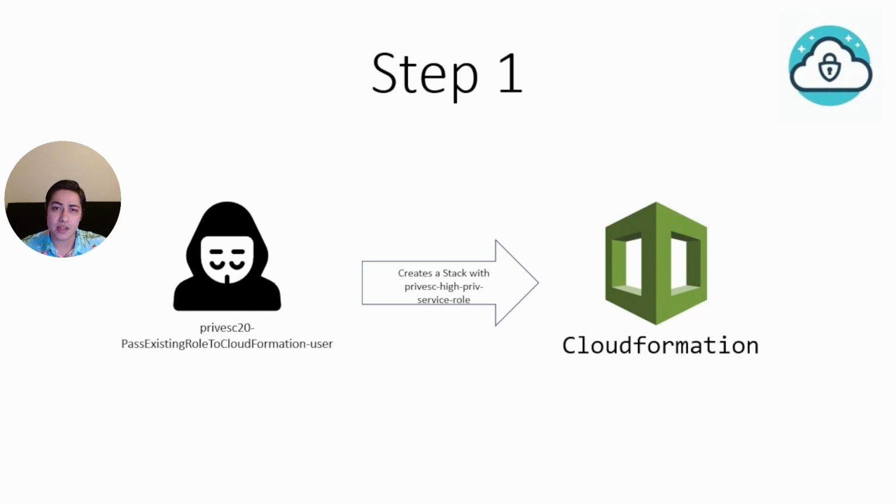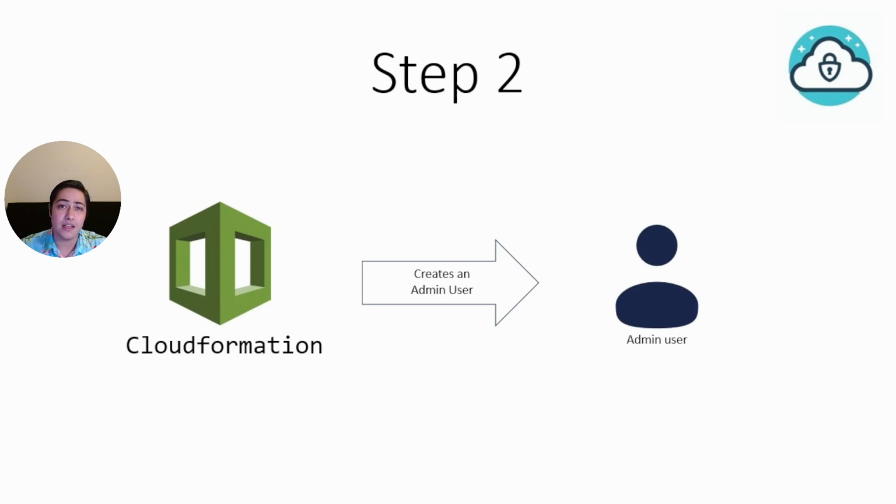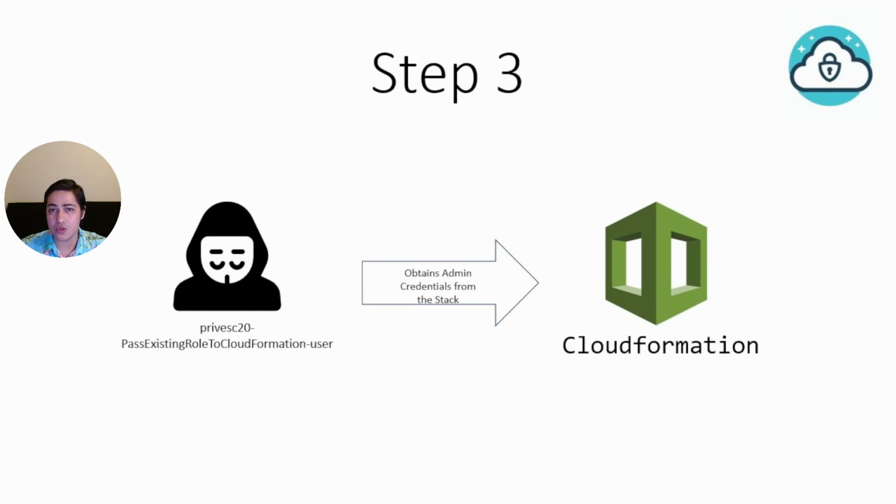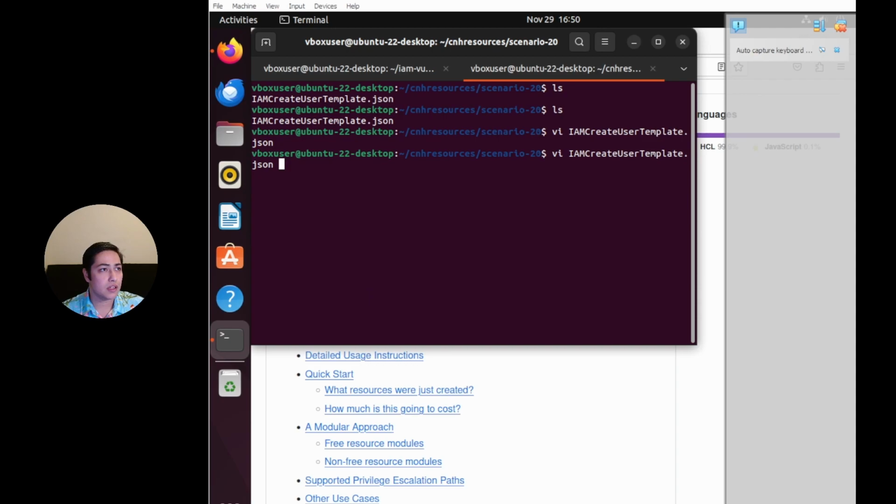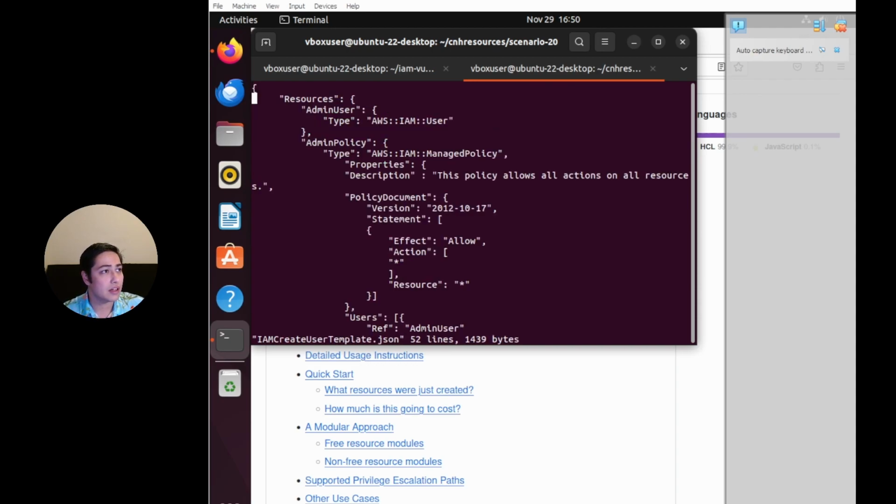The issue here is that we have a user who can create CloudFormation stacks as well as describe those stacks. The problem comes that this user can pass any existing role. So in this scenario, we're going to pass a higher privileged role to that CloudFormation stack, and then that CloudFormation stack is going to go ahead and create an administrative user, and we're going to gain the credentials from that CloudFormation stack by describing it. So let's go ahead and take a look at that CloudFormation template.